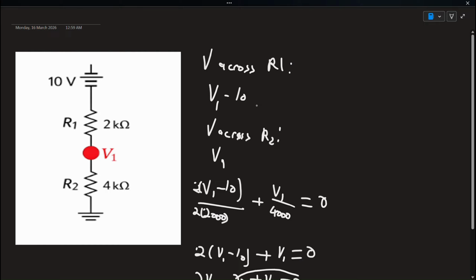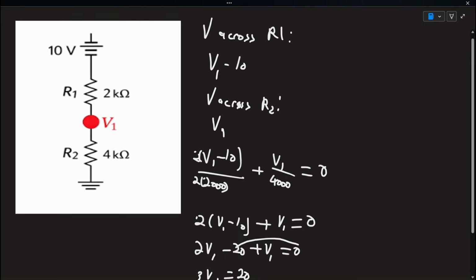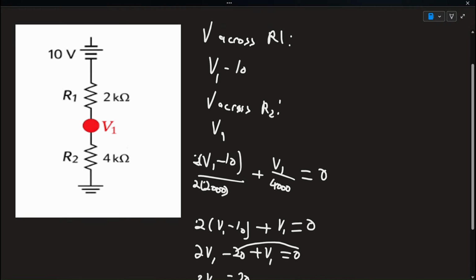Just to summarize, we first looked at the theory of how to do nodal analysis, and now we see how it applies to a simple circuit here.